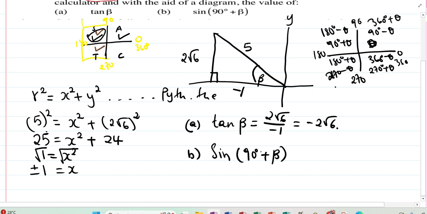So we're going to take a look at 90 plus. So 90 plus belongs to the second quadrant. Now we take a look at what happens in the second quadrant. How is sine in there? All Sin Tan Cos. So we are going to take a look at how sine is in the second quadrant. Sine is positive in the second quadrant, so our answer is going to be sine of beta. So what is the sine of beta? Sine of beta is opposite over hypotenuse, so it's going to be 2 square root of 6 over 5.